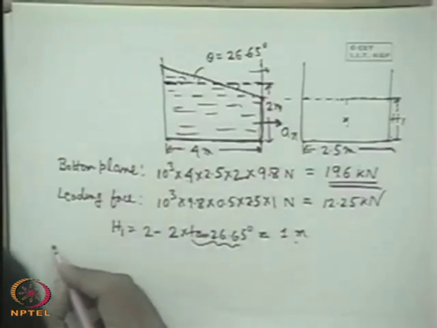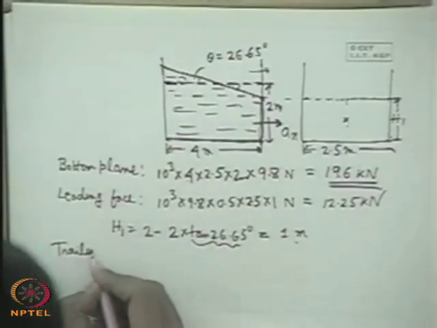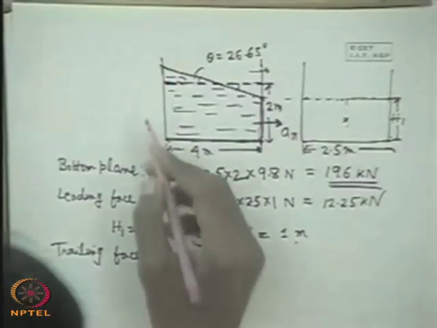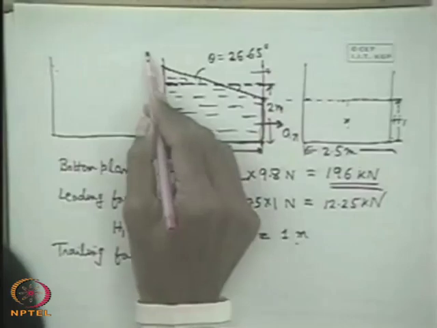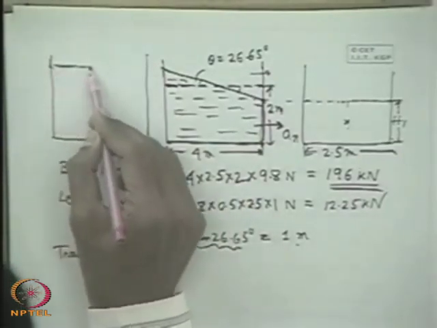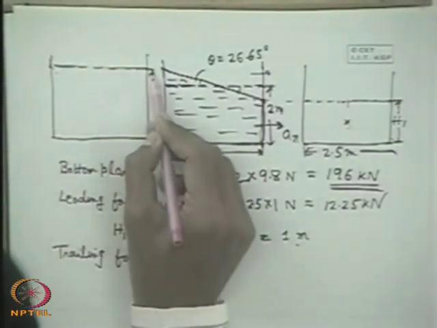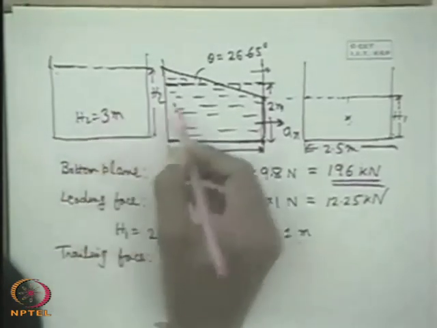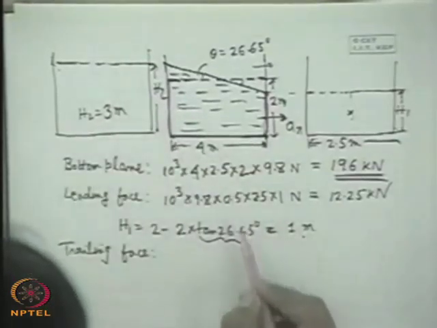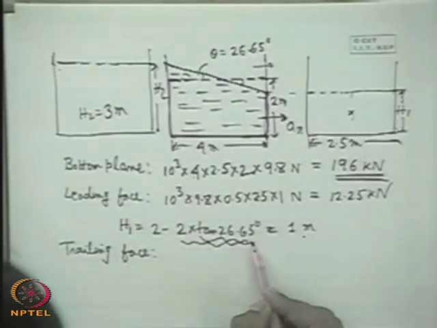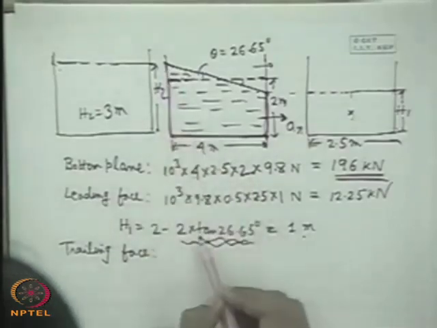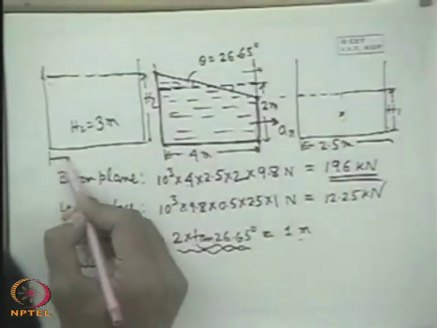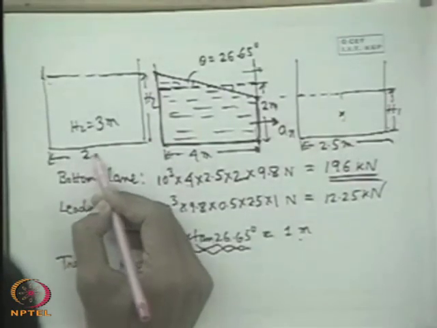Similarly, for the trailing face, please tell me. Trailing face is the same thing, only the difference is the 3. Very good. Now this is 3 meter, H2. H2 is equal to 3 meter because 2 plus this quantity, 2 plus 2 into tan 26.6 degree, which is 0.5, that is 2 into 0.5. So 2 plus 1. Very good. This remains as it is, the width in the perpendicular direction, 2.5 meter.